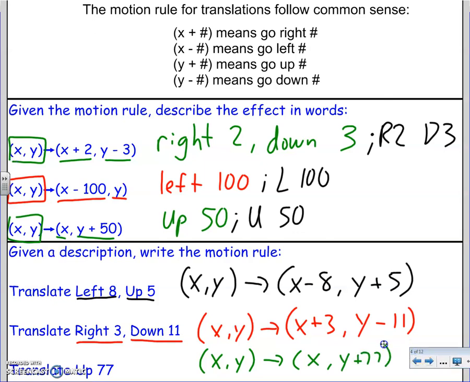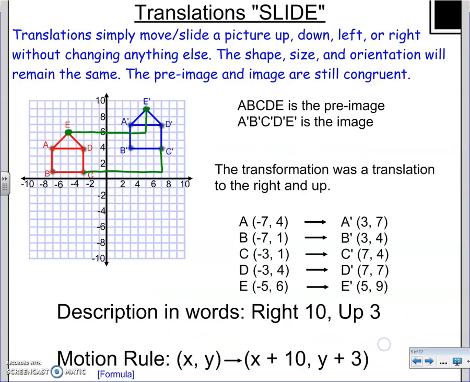All right, and what we can do with motion rules is this. You can literally just plug in the original point to find the new point. So if I had, say, C, if I added 10 to x, -3 plus 10 gives me 7. Then if I added 3 to y, 1 plus 3 gives me 4. So you don't have to use the picture to find everything. A lot of times they won't give you the picture.